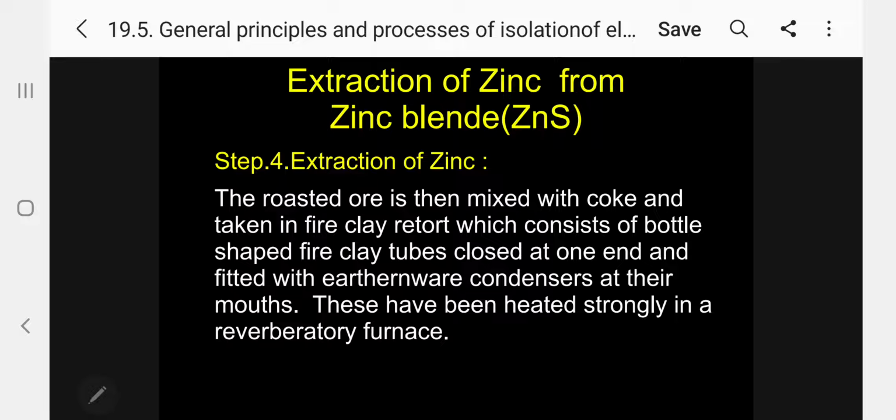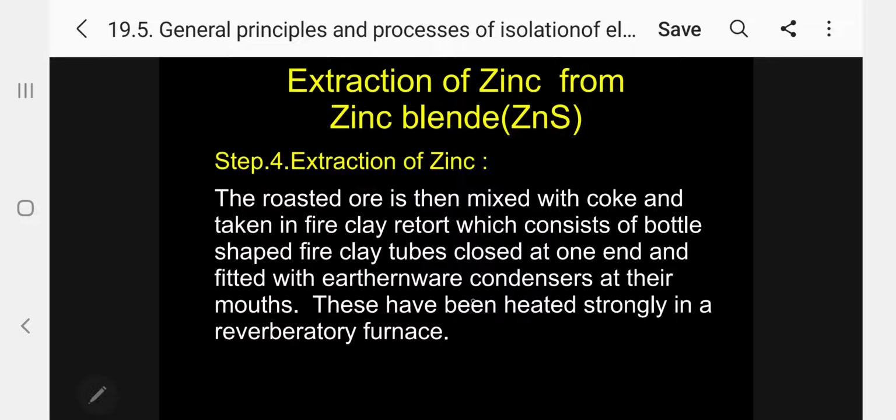So we are going to the extraction of impure zinc from this zinc oxide. The roasted ore is then mixed with coke and taken in a fire clay retort, which consists of a bottle-shaped fire clay tube closed at one end and fitted with an earthenware condenser at the mouth. These are heated strongly in a reverberatory furnace.